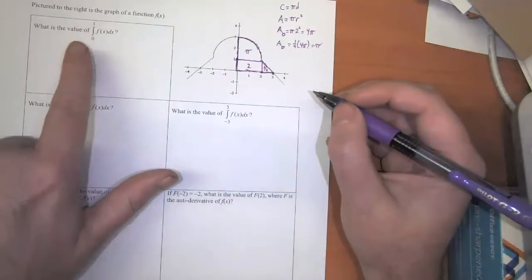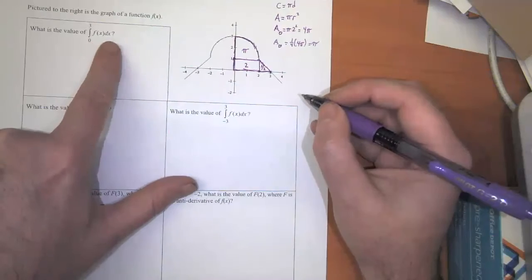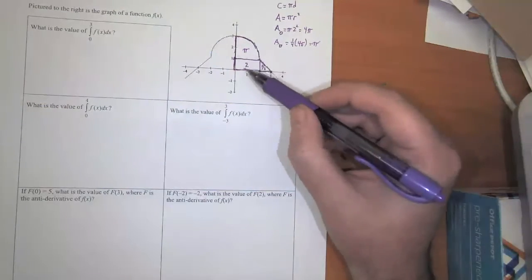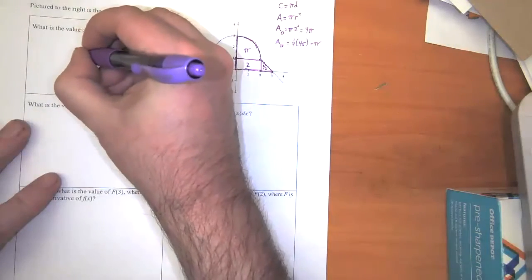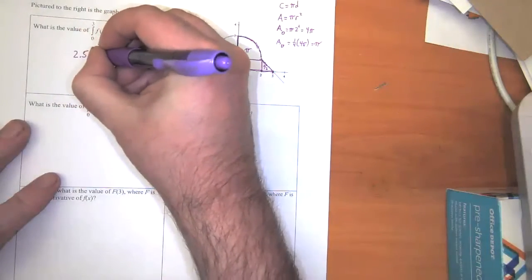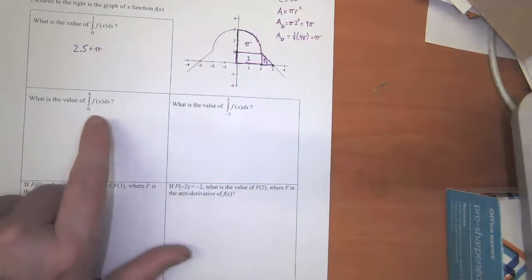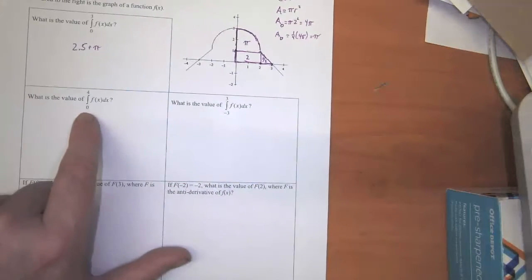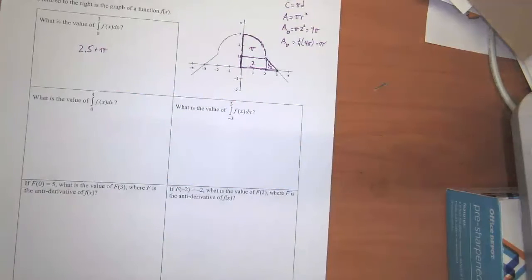So based on that, what is the value of the definite integral from 0 to 3 of f of x dx? Well, it's the sum of these three pieces. So we can write that as 2.5 plus pi. Let's do these next two parts as well. That'll be fun. What is the value of the definite integral from 0 to 4 of f of x dx?